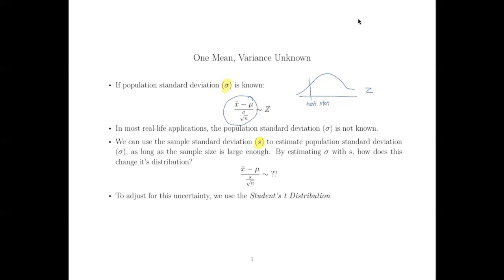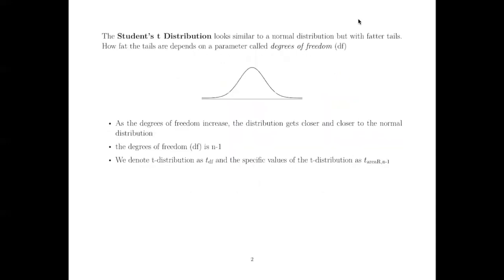Now, by going through that process, we've sort of replaced this sigma here in my test statistic with S, but it might change the distribution. So rather than following Z, the standard normal distribution, it's going to follow a new distribution that we haven't talked about yet, called the student's t-distribution. And this distribution kind of arises from the fact that there's uncertainty there in that S. Okay. It's related to the standard normal distribution.